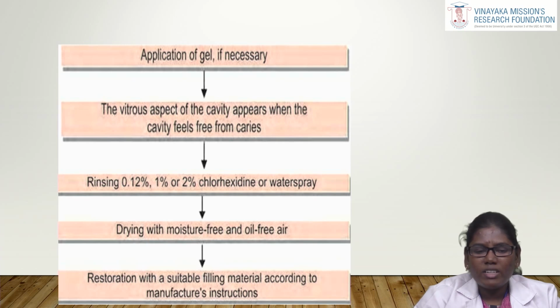The vitreous aspect of the cavity appears when the cavity is free from caries. So once the vitreous aspect of the cavity appears, that is, a clear appearance and a hardened surface, then proceed to rinsing the cavity with chlorhexidine or water spray, followed by drying with moisture-free and oil-free air. Then finally proceed to the restorative procedure with a suitable filling material according to the manufacturer's instructions.